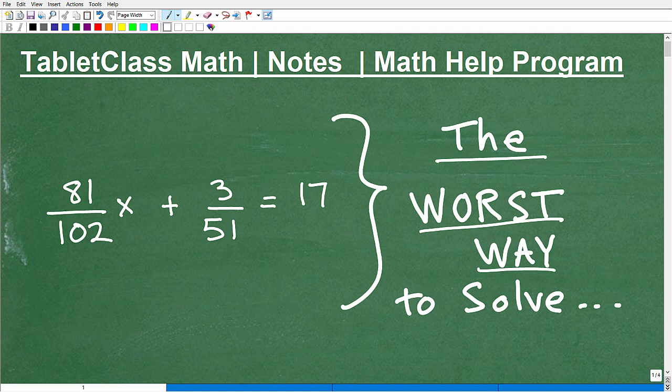But I'm going to get into making this point here in a second. I'm going to show you what a lot of students do so you don't do that, and then we'll, of course, show you how to properly solve an equation like this.